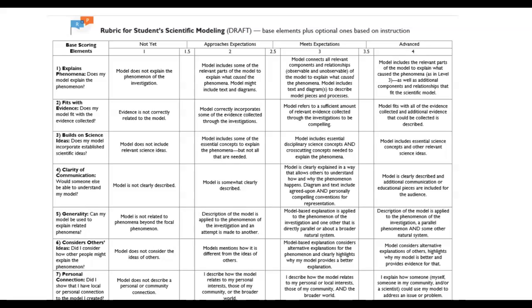Consider other ideas. Did I consider how other people might explain this phenomena? Model doesn't consider the ideas of others. And personal connection, did I show that I have a local or personal connection to the model I created? And that would probably be no, once again.